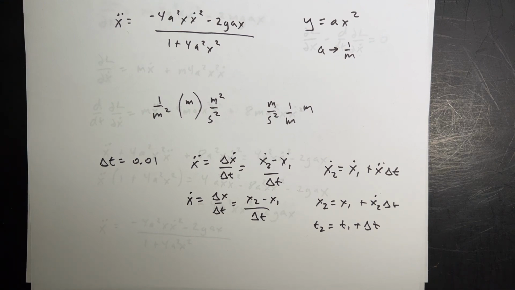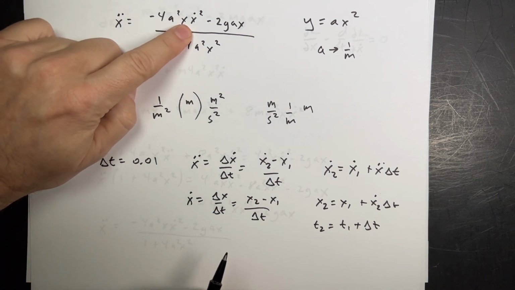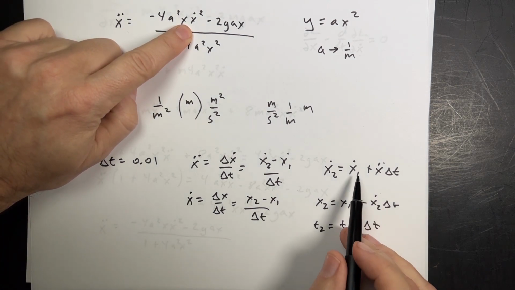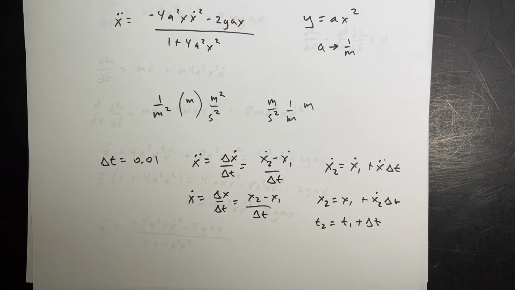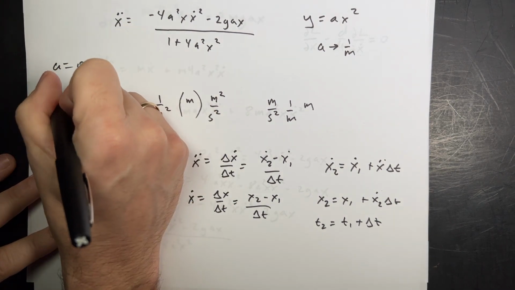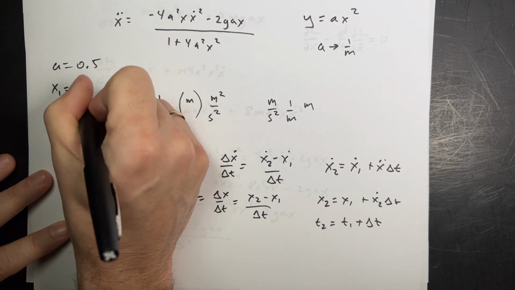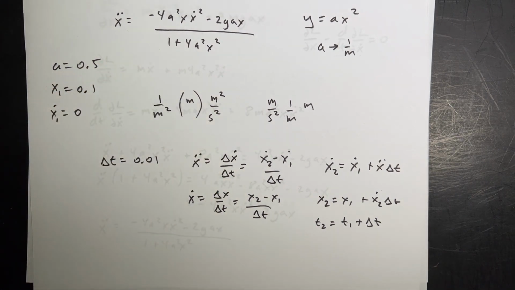We do need to pick some values. I need a value for a, I need a value for x1 dot, I need a value for x1. Right, I need to know the initial conditions. So let's just pick those. Let's say a is 0.5, x1 is 0.1, x1 dot is 0, and g is 9.8. Okay, let's jump over to Python and build this. It'd be good practice.